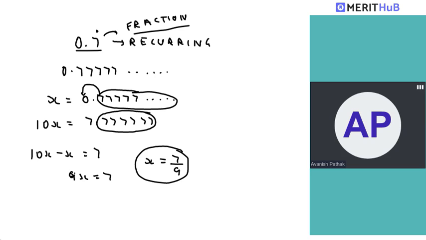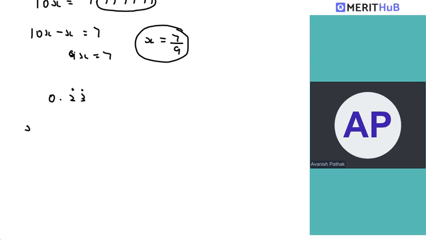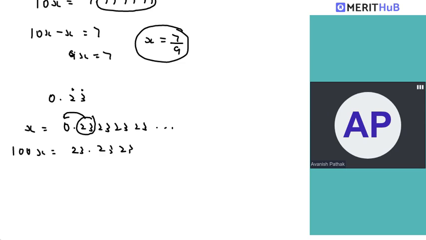Similarly, if you have two digits recurring, that means if I'm having a number like this, which is recurring in pair, suppose 0.23 with a recurring bar over here. So that literally means that x equals 0.23232323, and it goes on. So that means I have to bring the two digits right in front over here. So I have to multiply it by 100. So 100x equals 23.232323, and this part remains the same.